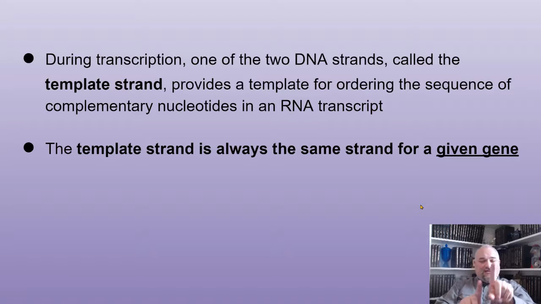It can switch. The gene could be up here on this strand and another gene can be down here on this strand, but it's always on the same strand. The gene for eye color is always on this strand, never on that strand, no matter which human you're looking at.